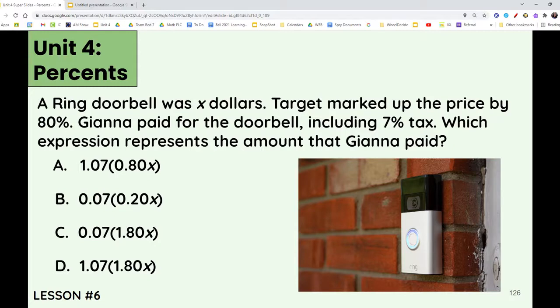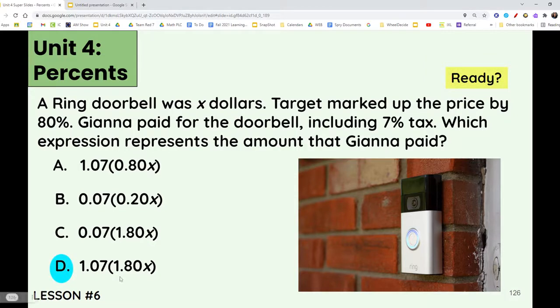A Ring doorbell was X dollars. Target marked up the price by 80%. Gianna paid for the doorbell, including 7% tax. Which expression represents the amount that Gianna paid? All right, first Target's going to mark up the price by 80%. So I need to find X times 180%. Gianna's going to pay for the doorbell, including 7% tax. So outside of the parentheses, I need to see that she's paying 100% plus 7%. That's 107%.